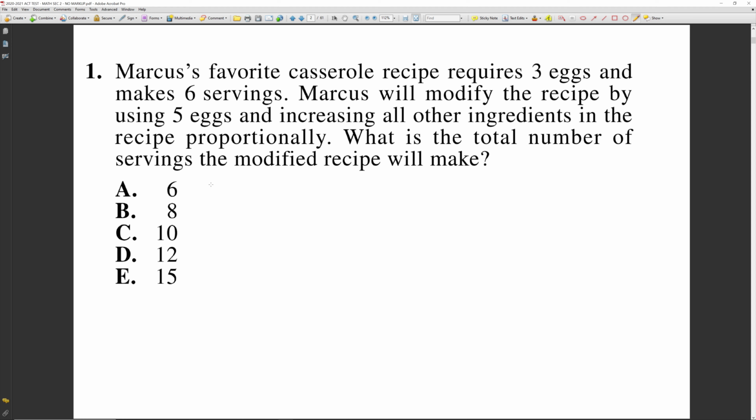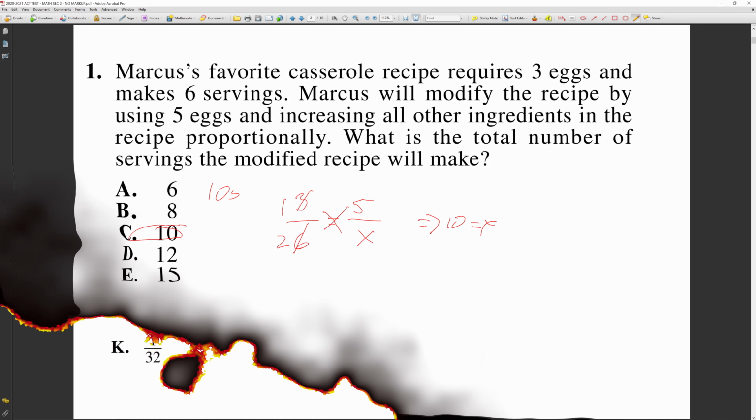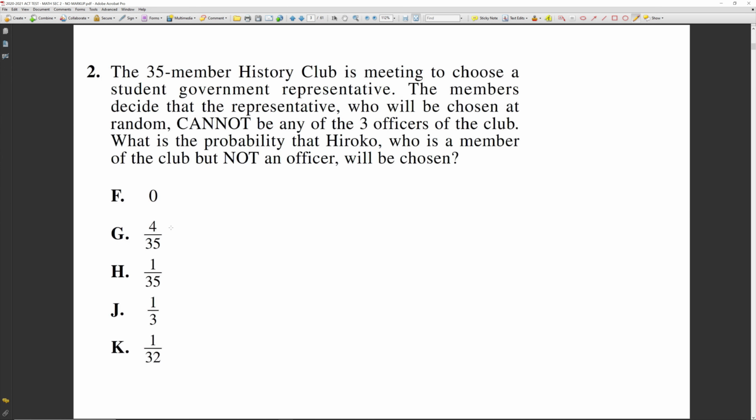So in reality, this should take about 10 seconds. And the reason is this. So we set the ratio real quick. You need 3 eggs and it makes 6 servings. So I want to make now 5 eggs and x servings. This is really 1 over 2, cross multiply. So then I get 10 is equal to x. Answer is C. Boom.